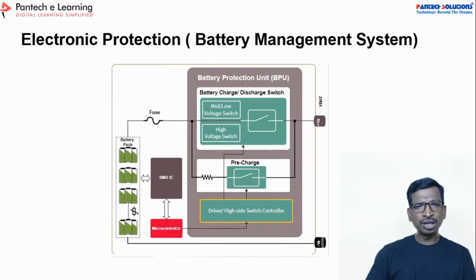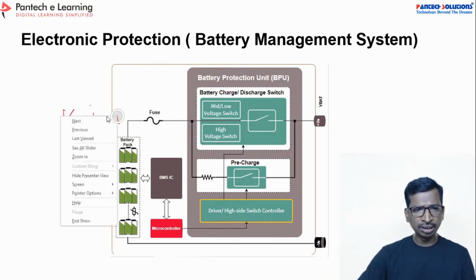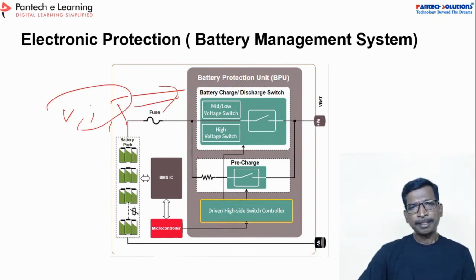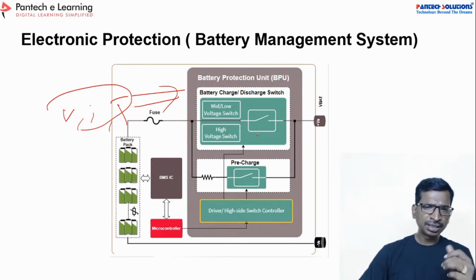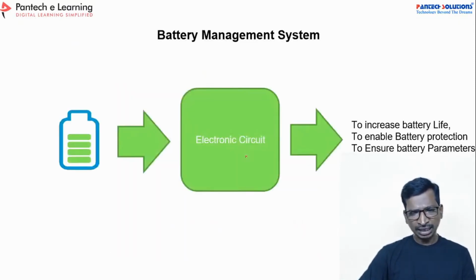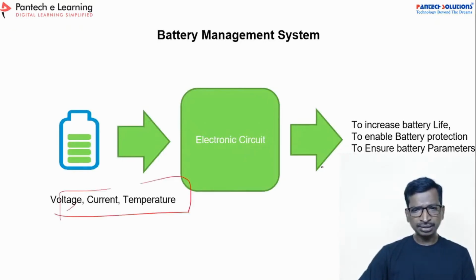And the second method is the electronic protection. Generally it is a battery management system. For this, we will give temperature, current, and voltage. Based on these parameters, inside the BMS model, the algorithm has been implemented. The logic is if-else logic only, and based on that logic, it will take a call. As per the earlier class, we have discussed this. We give the three parameters and ensure these values, right?